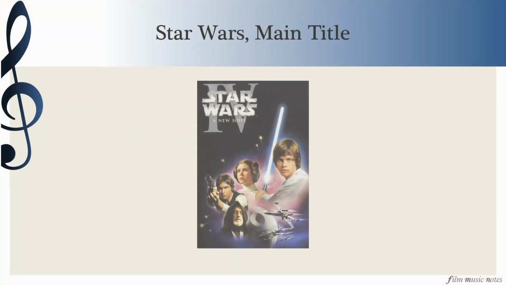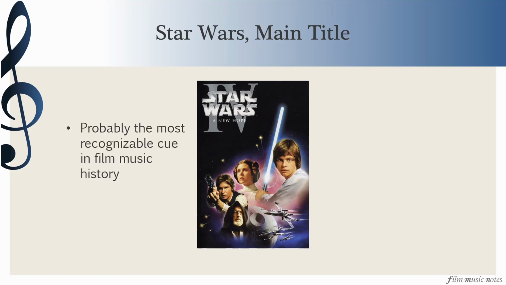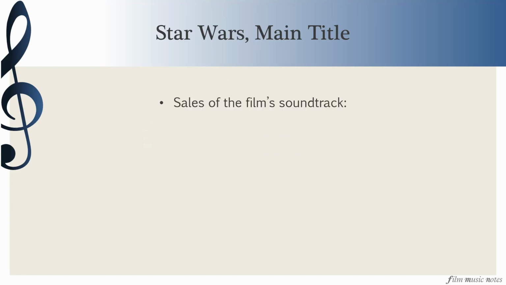The main title music to the Star Wars films is probably the most recognizable cue in film music history. Ever since its 1977 debut in Episode 4, A New Hope, it has remained enduringly popular among filmgoers of all ages and no doubt played a substantial role in catapulting sales of the film's soundtrack to over 4 million copies after its initial release. With its opening orchestral blast, John Williams' famous cue tells us that we are in for a tale that is larger than life, something extraordinary, something from the realm of myths.